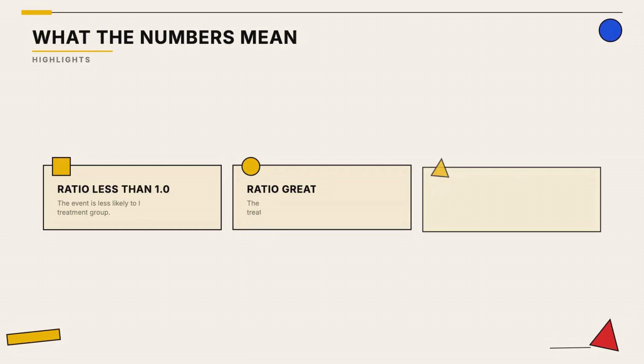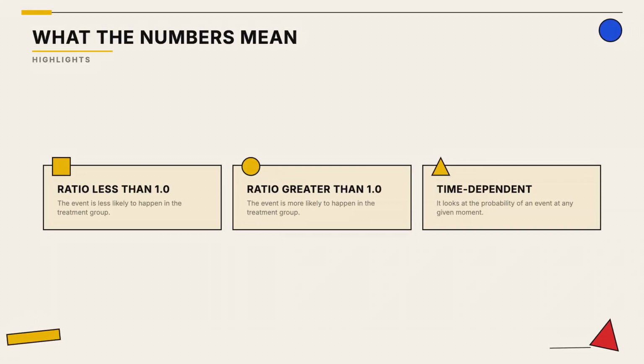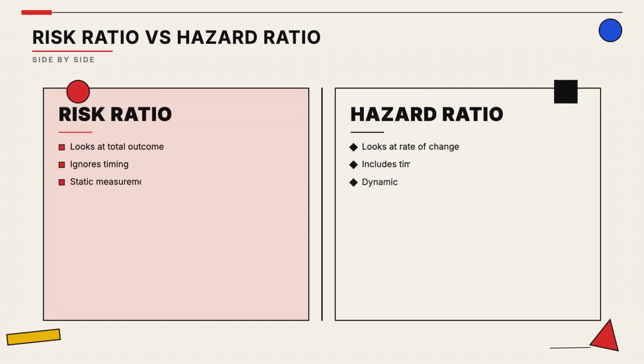When the number is above or below 1, we start to see a divergence in risk trends between the two groups being analyzed. While risk ratios look at the total outcome, hazard ratios are more useful because they account for when that outcome actually occurs.